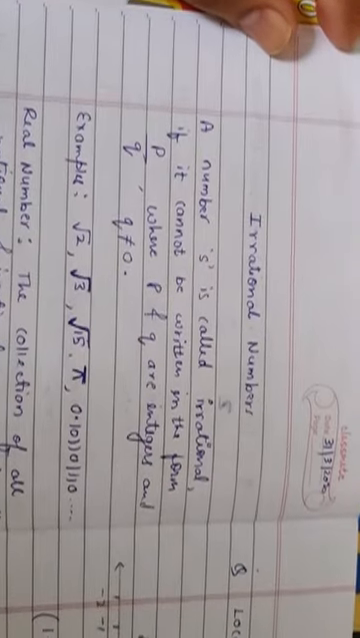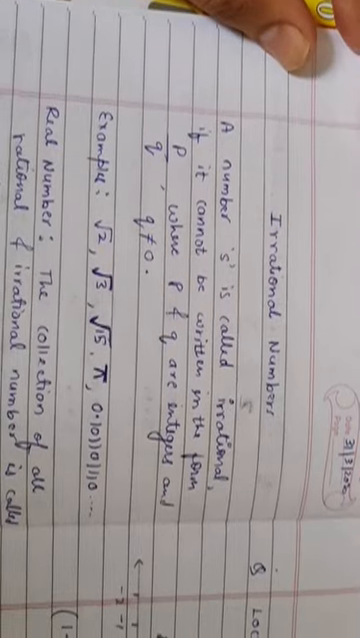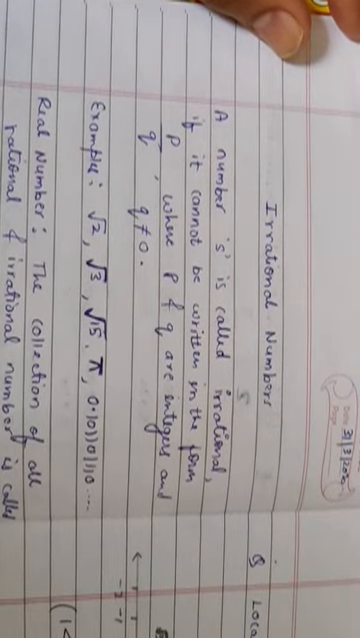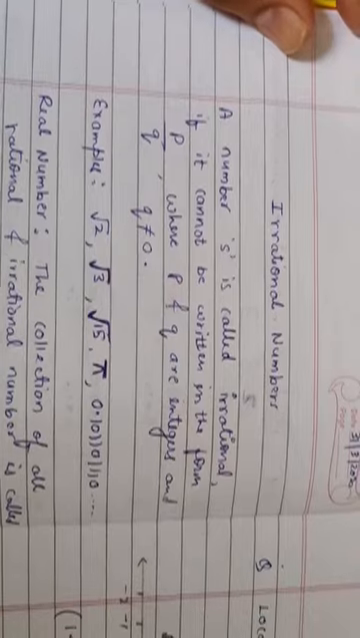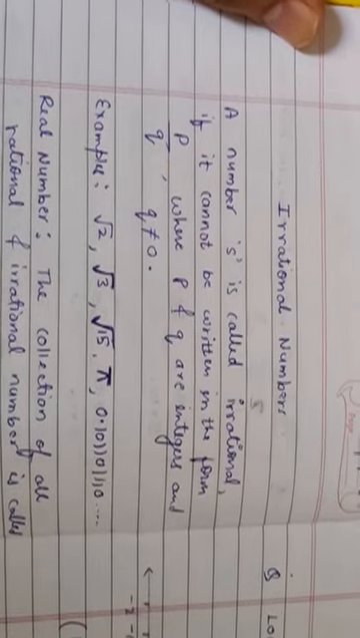Our today's topic is irrational numbers. A number S is called irrational if it cannot be written in the form of p by q, where p and q are integers and q is not equal to 0.